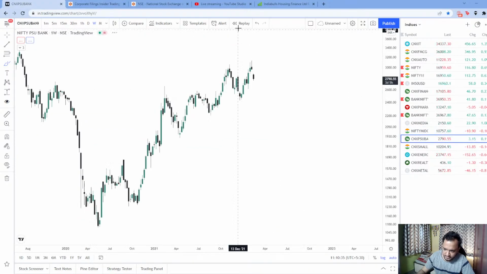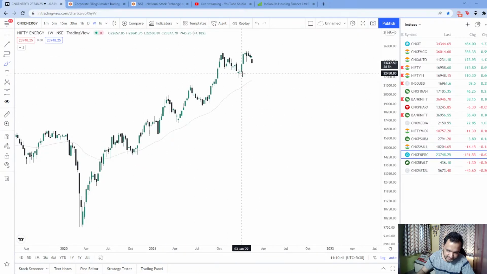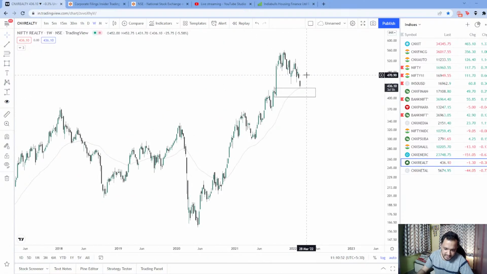Nifty mid cap as well, strong. Nifty PSU Bank extremely strong. Nifty small cap is also all right. Nifty Energy also extremely strong. Look at this. It's not even testing out the weekly 50 EMA. All right. Nifty Realty is still strong, coming down to this area right here. So a lot of indices you see are coming down to this weekly 50 moving average.